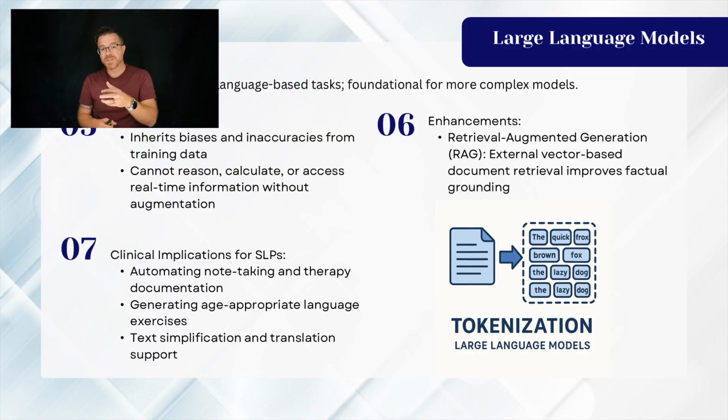There are enhancements to this, for example, using Retrieval Augmented Generation, or RAG, which is an external vector-based document retrieval, which will help to improve factual grounding. That is to say that it can actually make references outside the system to then try to strengthen the answers and results that it gives. For clinical implications for SLPs, this will allow things like automated note-taking and therapy documentation, generating age-appropriate language exercises, and text simplification and translation support.